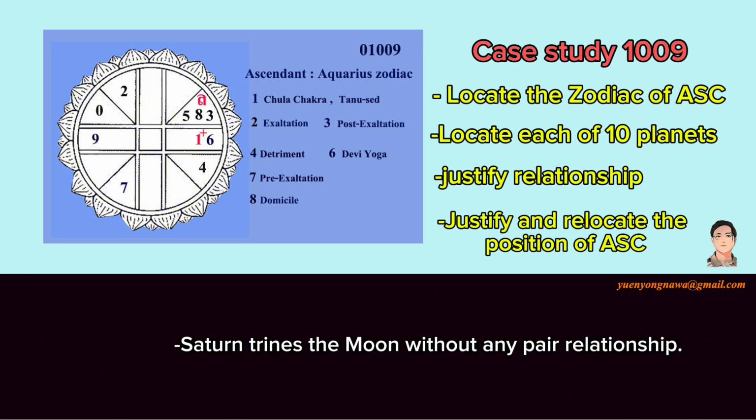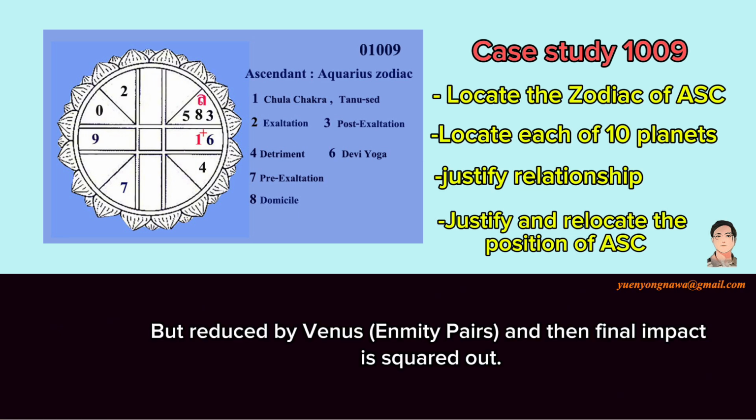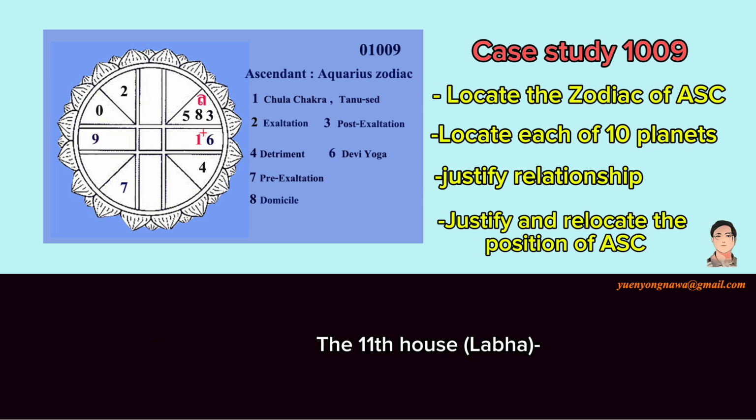Saturn trines the Moon without any pair relationship. The strength of Saturn is enhanced by the Sun, Chula Chakra, fire element pairs, but reduced by Venus, enmity pairs, and then final impact is squared out. The 11th house, Labha.